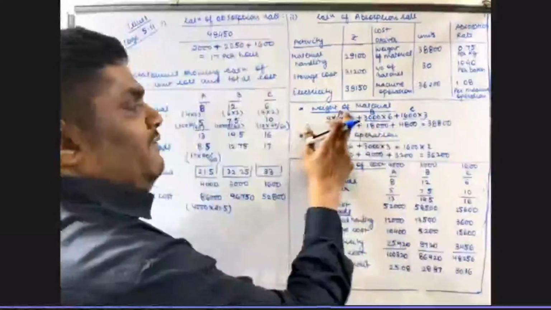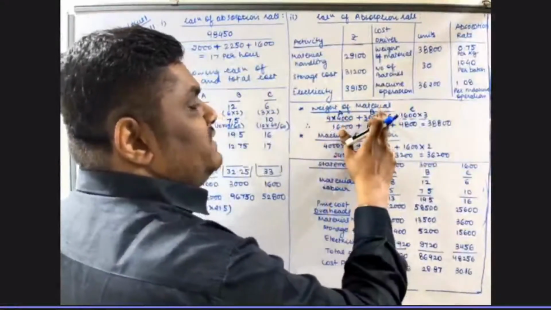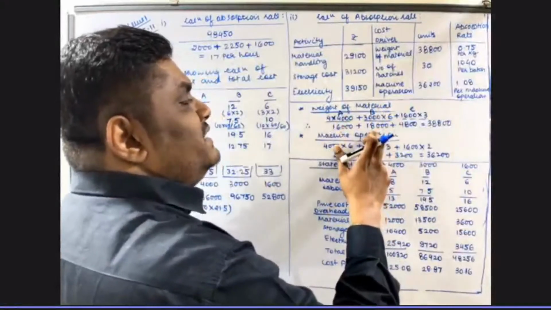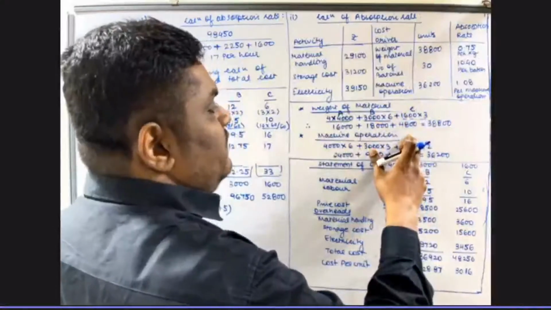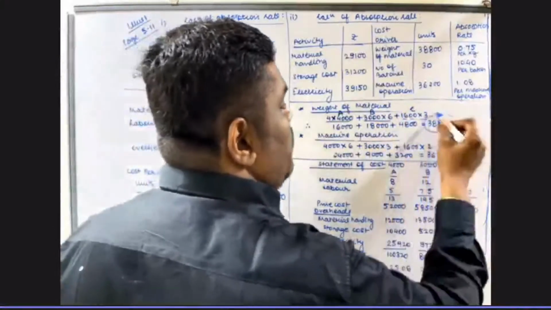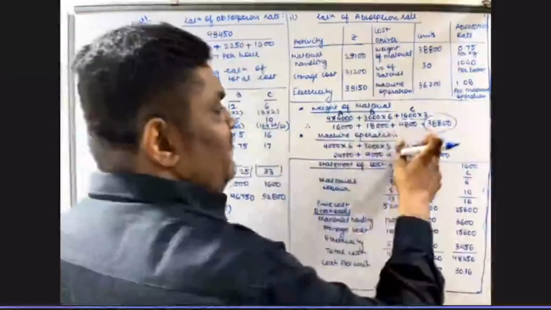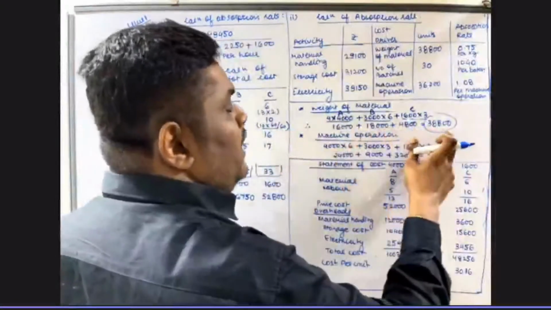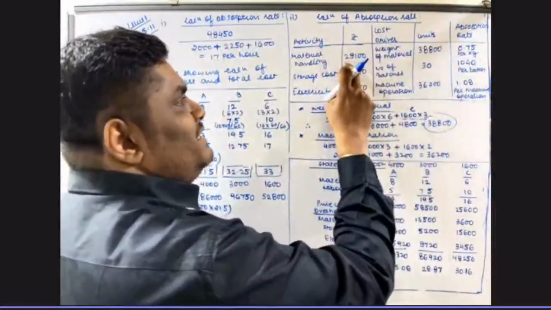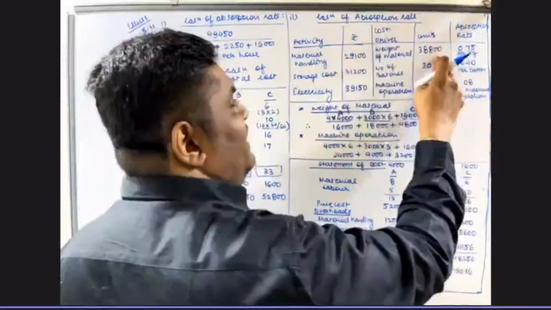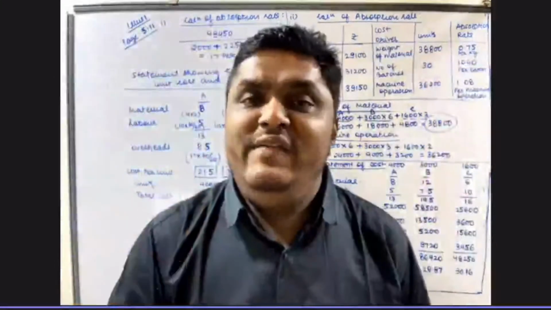To manufacture product A, 16,000 kgs were used. To manufacture product B, 18,000 kgs were used. To manufacture product C, 4,800 kgs were used. So in aggregate, the quantity used to manufacture A, B and C is 38,800. So 29,100, my cost, divided by 38,800, we get the absorption rate, that is 0.75 per kg.